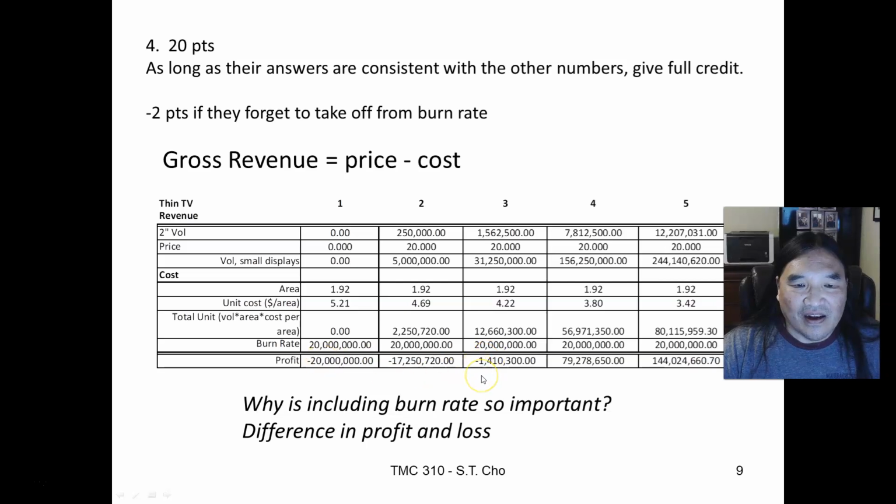And burn rate's really important, because your company is existing and you're not making any money, but you are spending money. And eventually that money runs out. You can kind of think of it as a fuse. And so that's how you do that part of the problem.